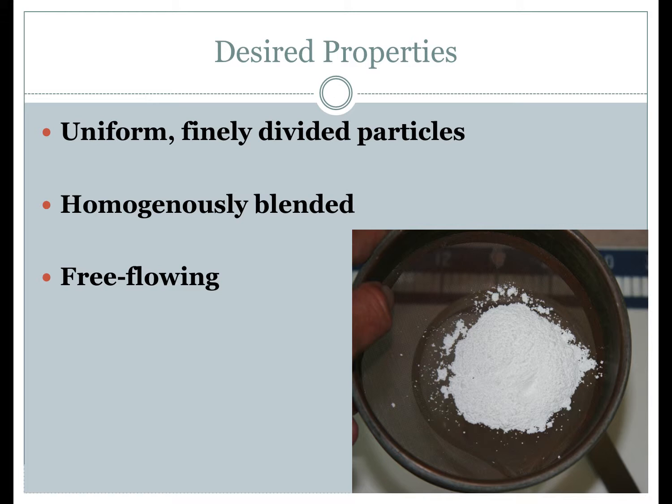The second desired property is a product where all of the ingredients are homogeneously blended. We will discuss this in more detail, but for now know that homogeneous blending is accomplished by mixing ingredients using geometric dilution. Proper geometric dilution ensures all the ingredients are uniformly mixed. The third desired property is that the powder be free-flowing, meaning the powder is smooth to the touch, non-irritating, and can be spread easily along the surface of the skin.